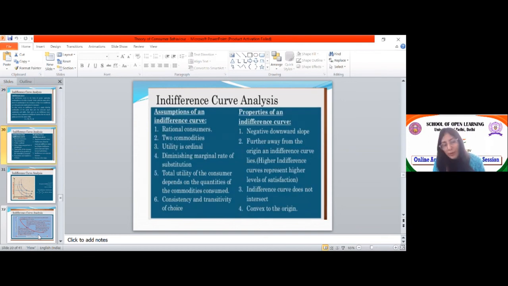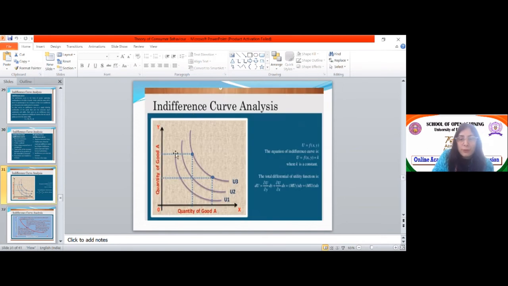Assumptions. Before going to the assumptions, first I will just show you this. These are the ICs, IC1, IC2, IC3. So those are different indifference curves. We know that the higher the indifference curve, the higher the satisfaction. The lower the indifference curve, the lower the satisfaction.